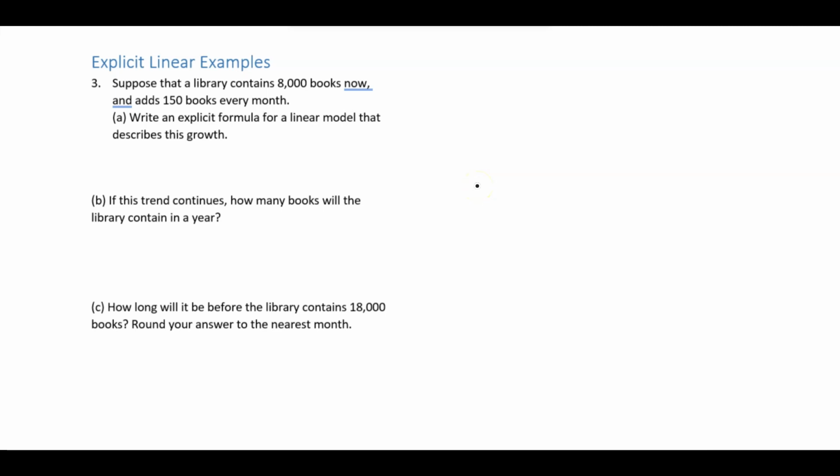Let's take a look at explicit linear examples. Number 3 says, suppose that a library contains 8,000 books now and adds 150 books every month. Write an explicit formula for a linear model that describes this growth. Now the explicit formula is P sub n equals P sub 0 plus dn.